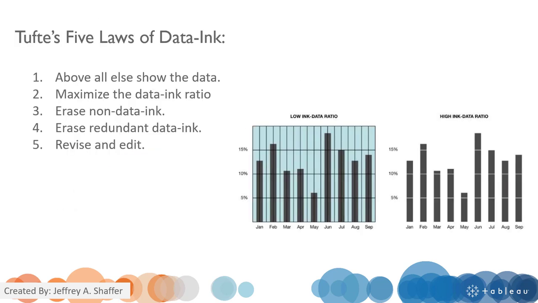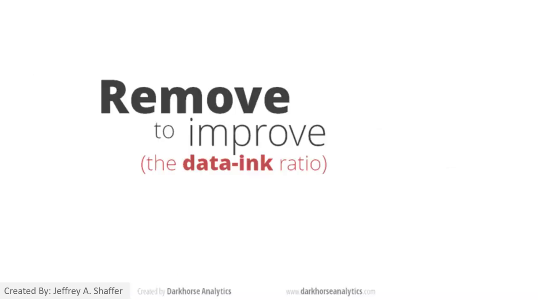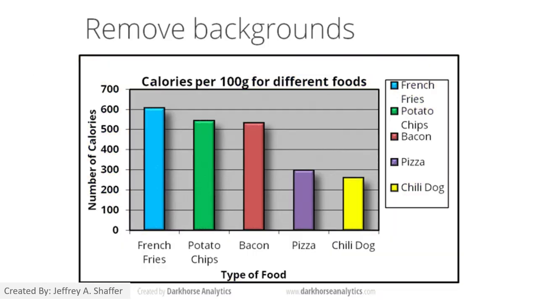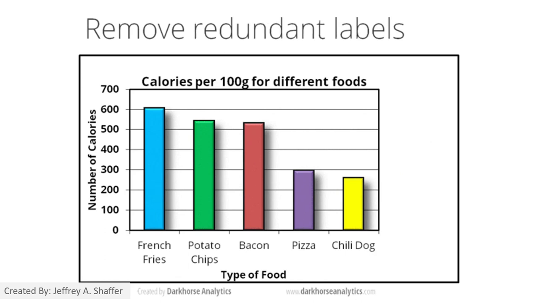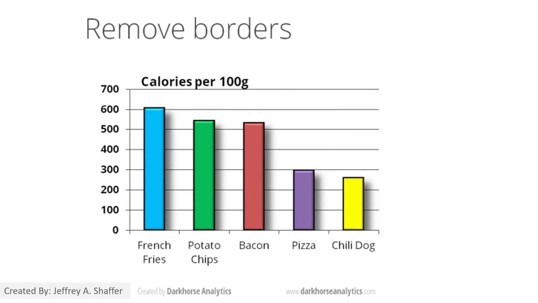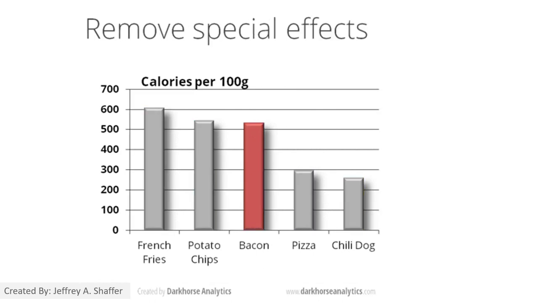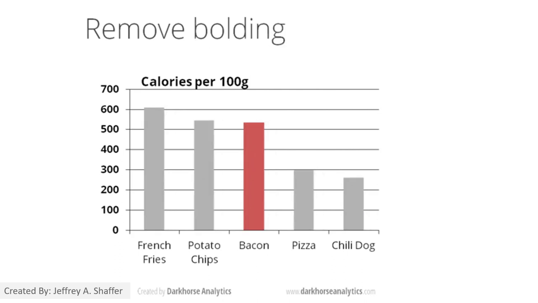He even outlines the steps for erasing the non-data ink, and also redundant data ink, through an iterative process. Above all, show the data, maximize the data-ink ratio, erase non-data ink, erase redundant data ink, and revise and edit. This is one example of how we can increase the data-ink ratio: reduce colors, remove special effects.